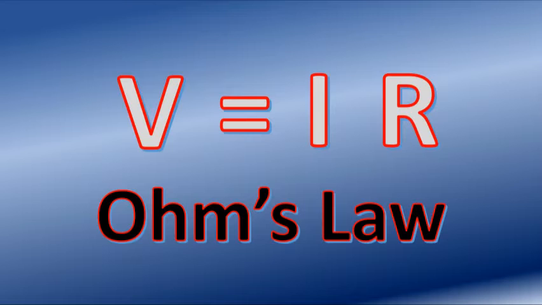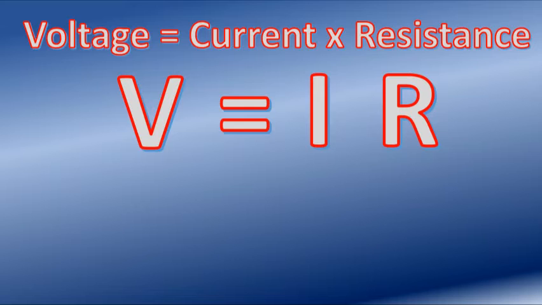Ohm's Law is one of the fundamental rules of a circuit, talking about the voltage, the current, and the resistance and how those relate to each other. All right, so if you're just looking for voltage, voltage is equal to current times resistance.